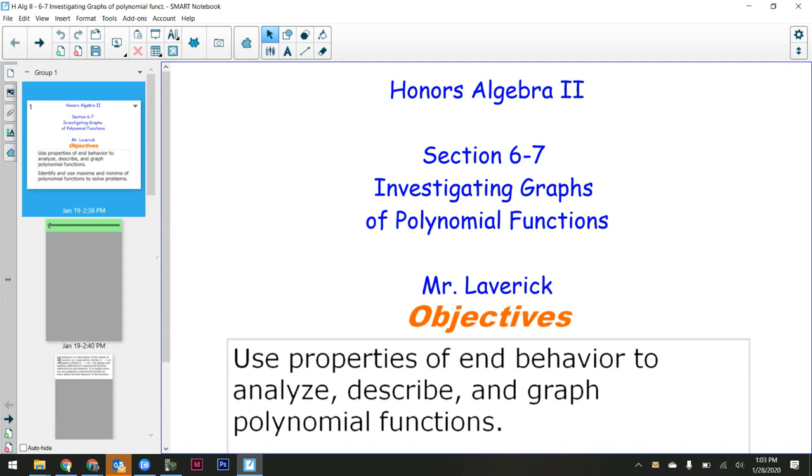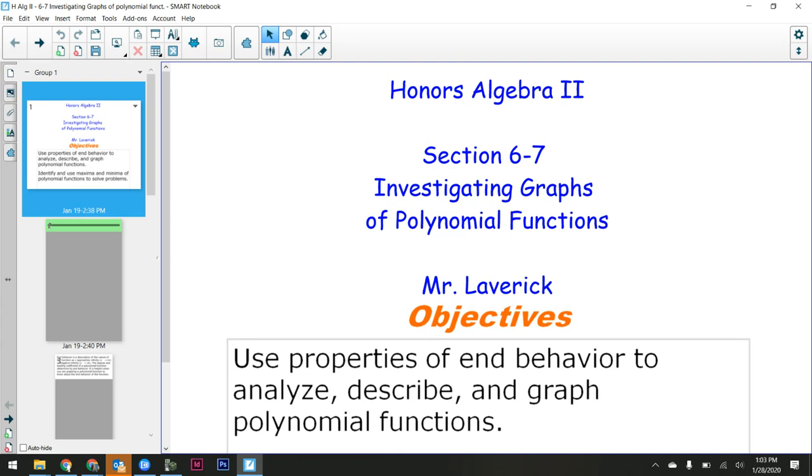So section 6.7 is investigating graphs of polynomial functions. What do we know based on graphs? What can we tell about a polynomial, or the graph of a polynomial, just by looking at the equation? Thinking back to the beginning of the year, I said to you guys, for every function that we will learn, you will be able to look at the equation and know exactly what it's doing without actually having to go into your graphing calculator and plugging it in. So that's what we're going to do today. I'm going to give you a polynomial, and you're going to be able to visualize exactly what's going on.